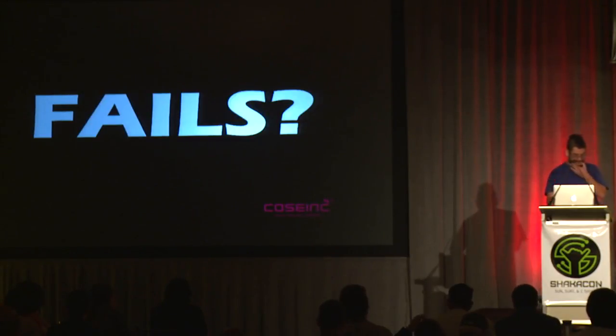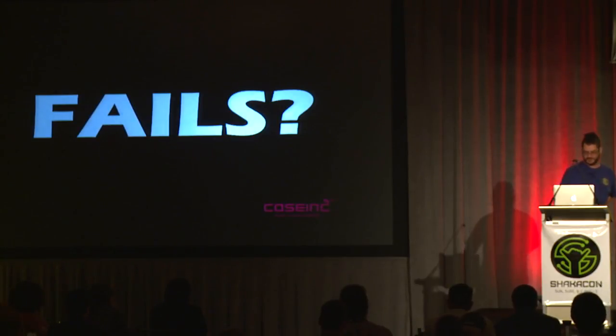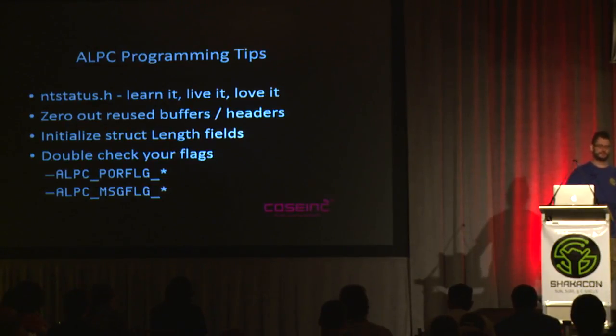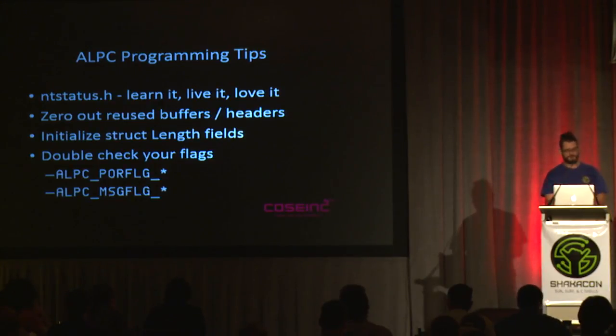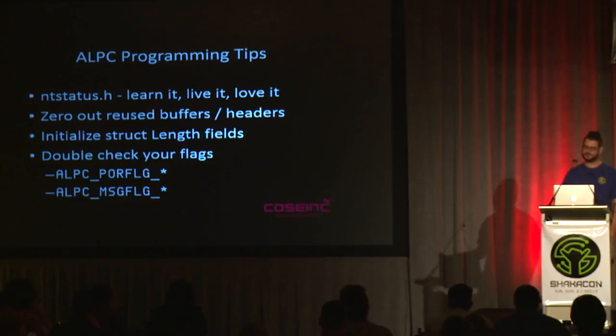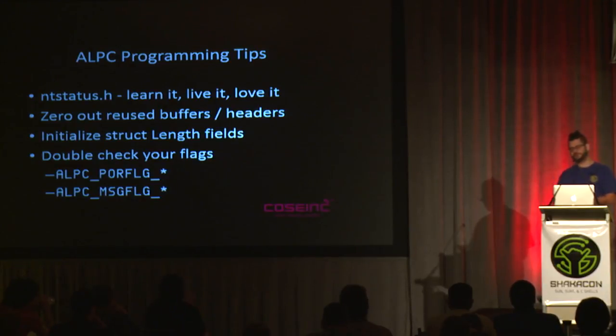So what did I do wrong? Well, I think I did everything wrong at least once. I've got an extensive list of how not to do ALPC programming. My biggest tip is to get your NT status errors, because they've been really granular in the errors, so your return code from the syscall will probably tell you exactly what you're doing wrong. Always zero out buffers. The kernel's really strict about what it will accept because it thinks you're lying. So if you've got an old buffer where the callback or anything is wrong, the kernel will just say, no, I'm not going to send that. You're just lying. So it's better to start with a clean message.